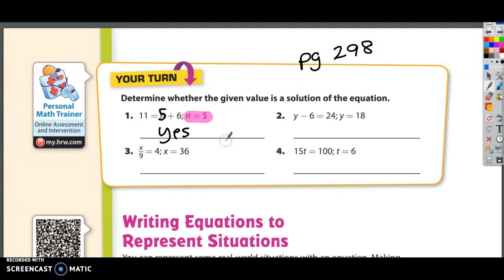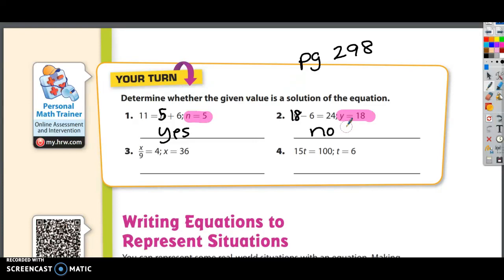All right, number 2. Does it look like it's going to work? 18, 6, and 24? Yeah, I think it is. Nope, remember we have to look critically. y is equal to 18, so we're going to take y out and replace it with 18. Now we have 18 minus 6, that's 12, and it says it's equal to 24. 12 is not equal to 24. This is not a solution. We're going to write no.